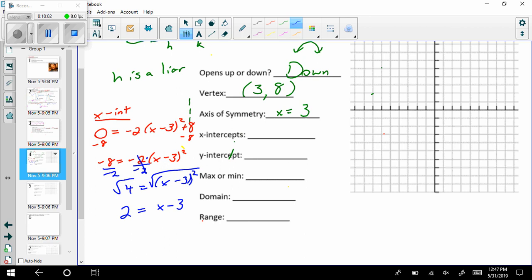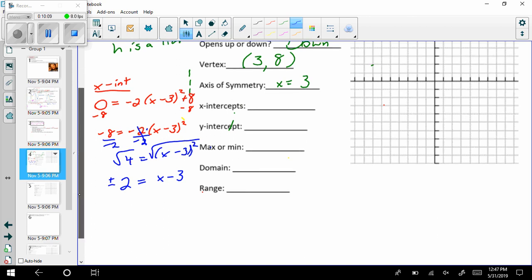Now you should be yelling at me because we took the square root. So remember, plus or minus needs to appear with the 2. And the last step would be to add 3 over. So to get my two x-intercepts, 3 plus 2 and 3 minus 2. So I get 5 and 1. Those are my two x-intercepts.